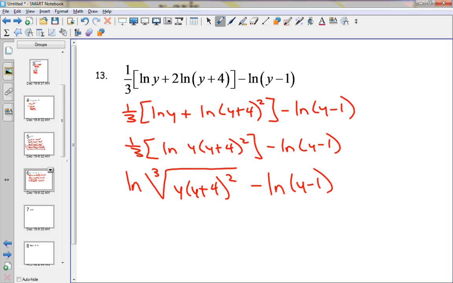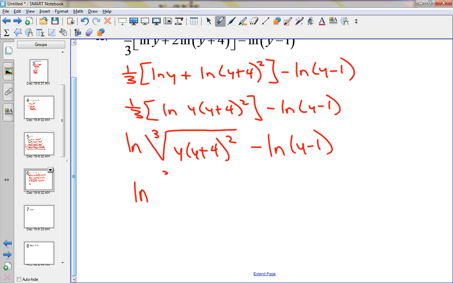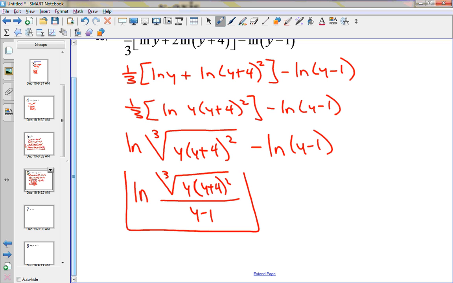Now, how are those two natural logs attached? Subtraction. What does that mean in logarithms? Division. So what I have going on here is the natural log of the cube root of this ugly junk all over this junk. And notice I only have one natural log there. I don't have two, I have one. Do we understand the condensation of that? Condensing.